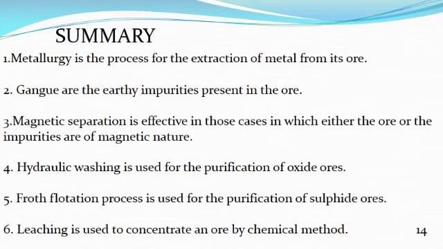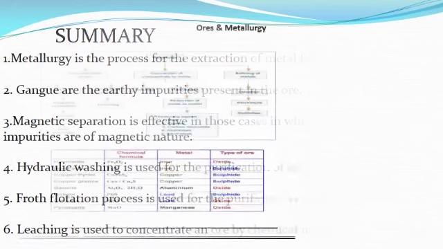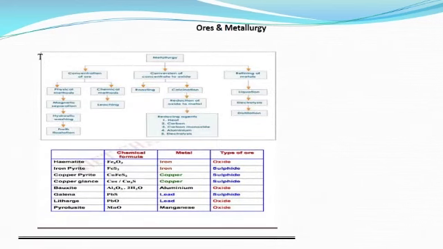Hydraulic washing is used for the purification of oxide ores. Froth flotation process is used for the purification of sulfide ores. Leaching is used to concentrate an ore by chemical method. The whole metallurgical process in simplified form is given in this flowchart. You can just go through it.